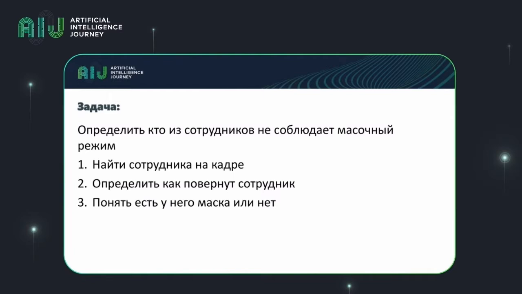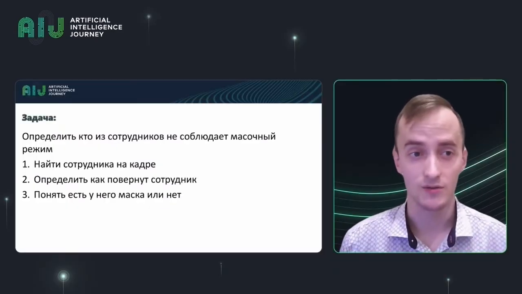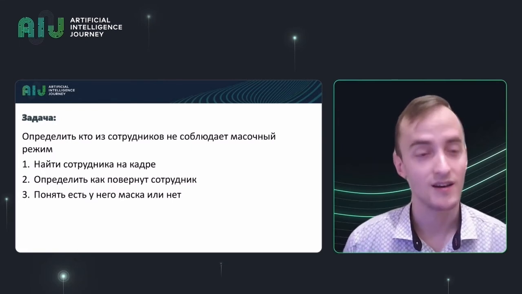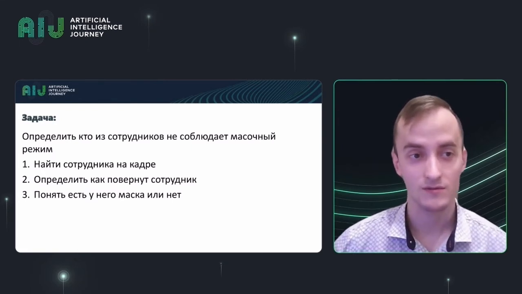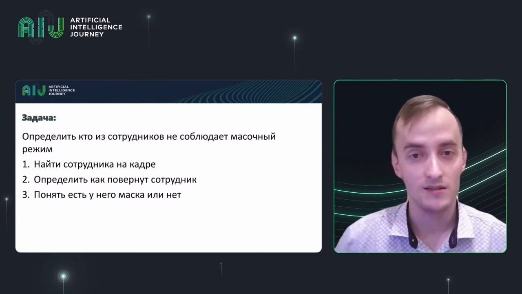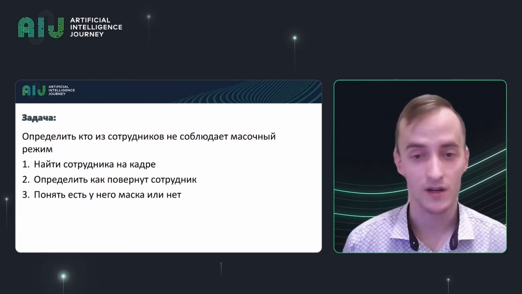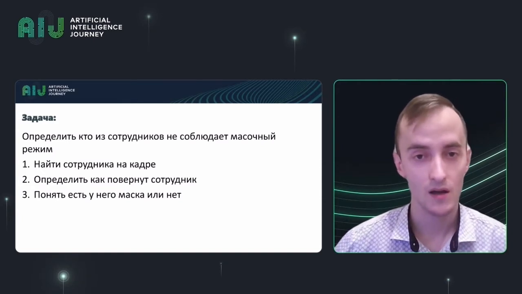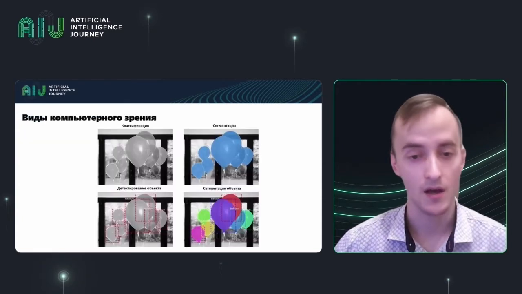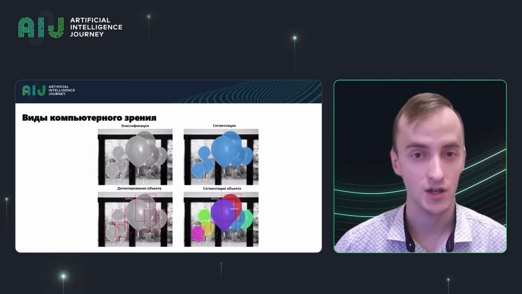So actually we decompose it into several subtasks. First, we need to find the employee in a picture frame, and then to identify how they're turned versus the camera. It would be very strange to look for a mask on the back of their head or at the side when we couldn't see the mask. And it would be wrong to say that the employee is not wearing a mask because we can't confirm the fact. And the next step would be to understand if they are indeed wearing a mask or not. So computer vision is there to help us.